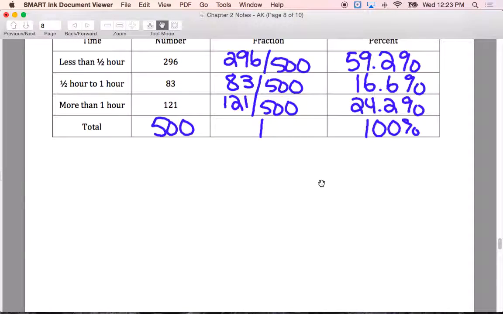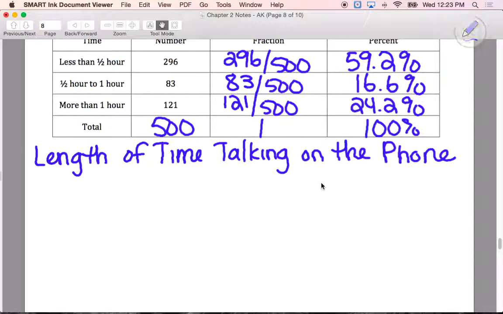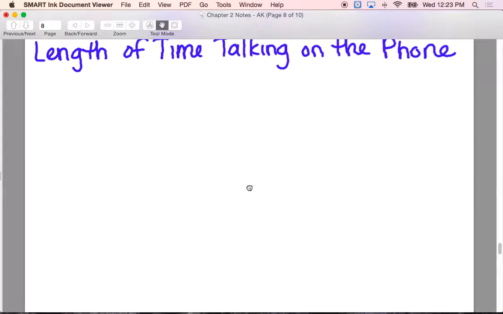Now I want to draw my circle graph. You should label all of your parts. You should also have a title to it. So here we're looking at the length of time talking on the phone. Now we're going to make a circle here. It doesn't have to be perfect because mine will not be perfect.